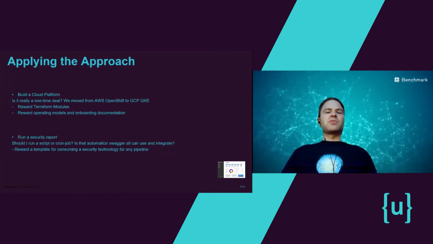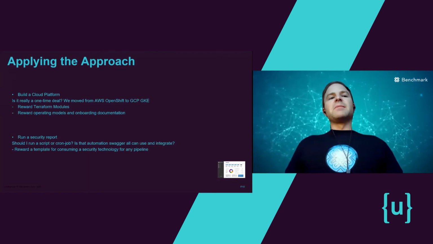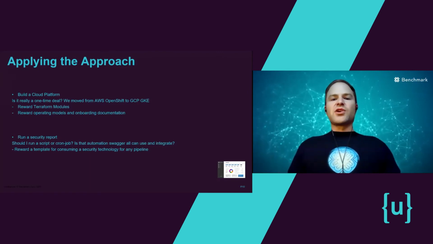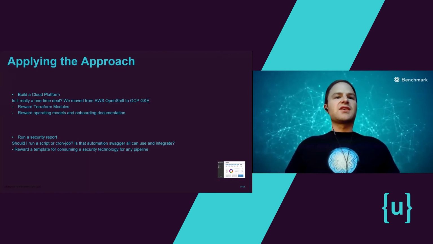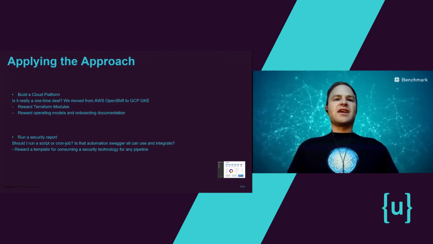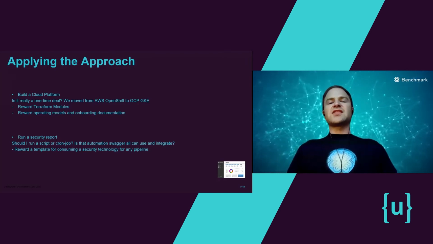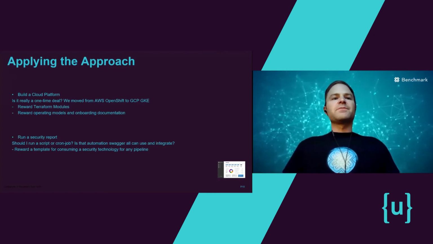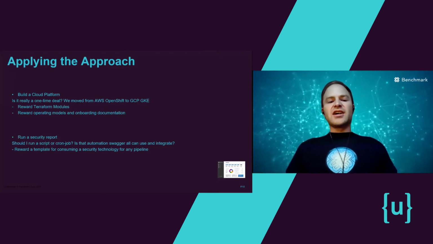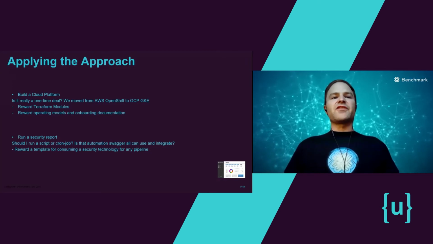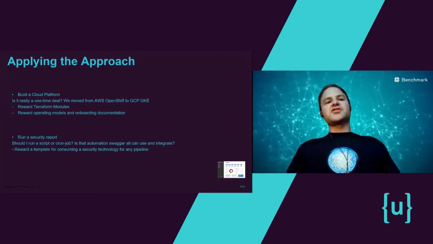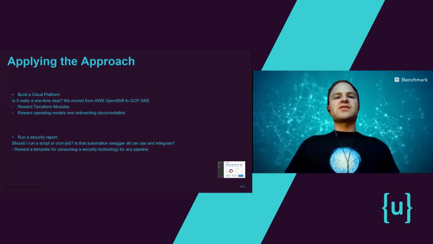Okay, applying the approach, we talked about it a little bit. Build a cloud platform: almost every organization today is trying to do this. Is it really a one-time deal? I'll comment on this. We were originally AWS OpenShift. We decided to stand up GCP GKE. Did it take a lot of effort? Hell yeah, that was a really big effort. Now would it be? Not so much, because we started rewarding Terraform modules.